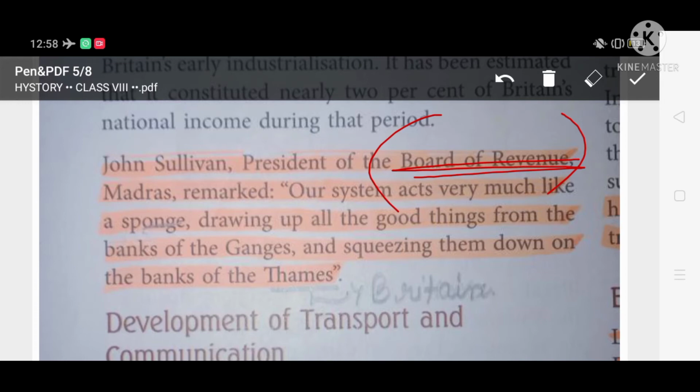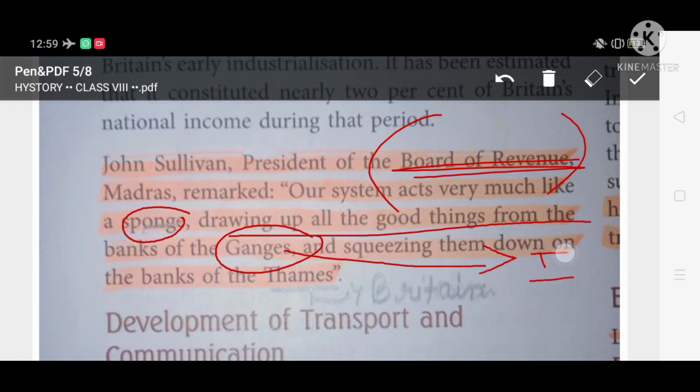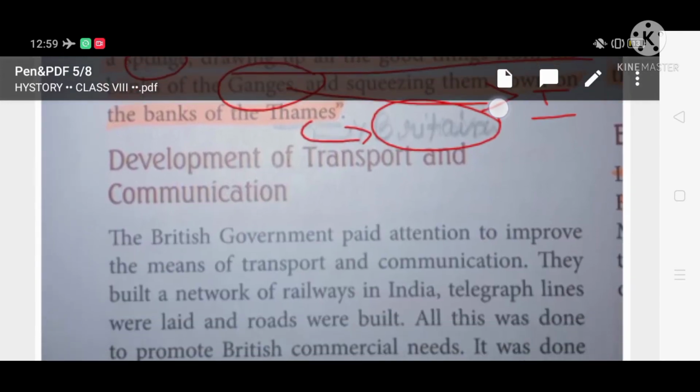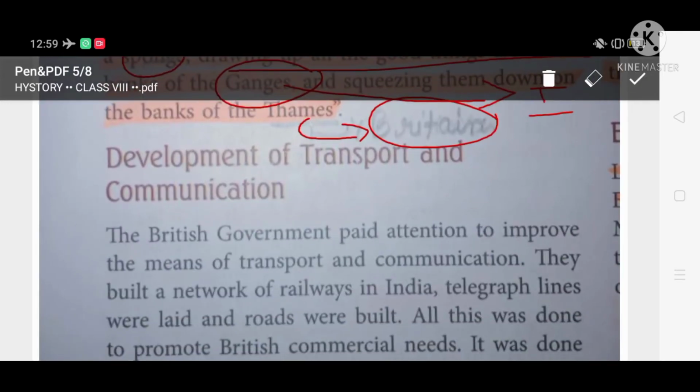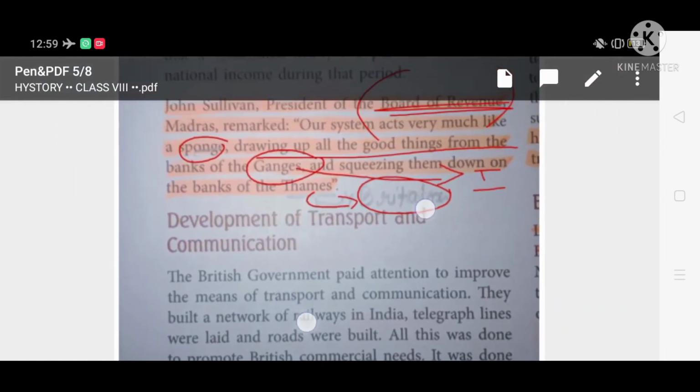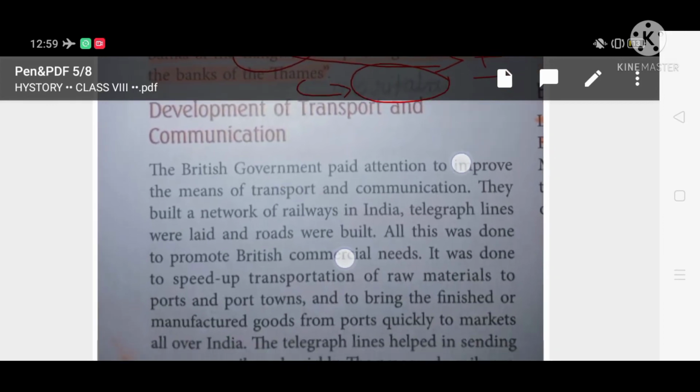Madras remarked, our system acts as a sponge. It draws up the goods from the bank of Ganga and squeezes them on Thames. So here you need to understand the derived meaning. Where is the Ganga situated? In India. Where is the Thames situated? In Britain. So the meaning of the words is, our system is like a sponge. It will take all the money from India and squeeze it to Britain. That is what this Board of Revenue person told.